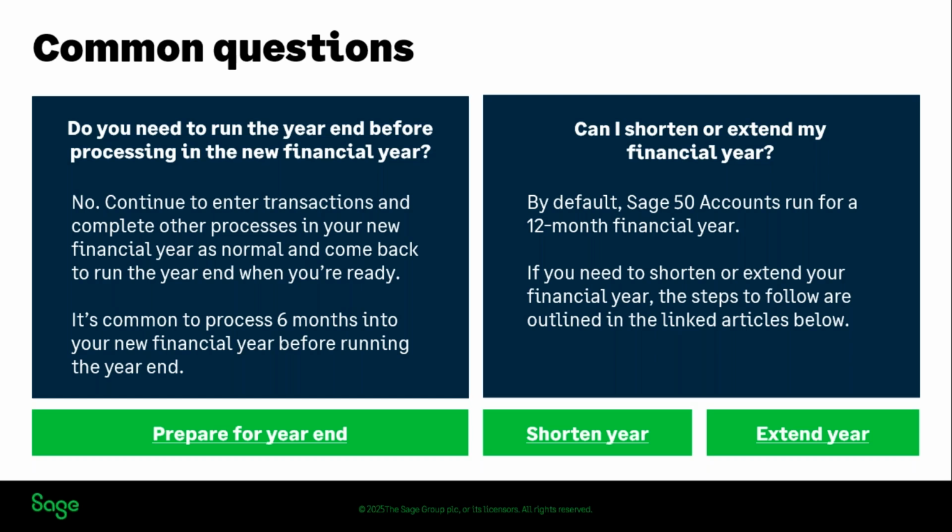Now, the next one is, can I shorten or extend my financial year? Now Sage works on a 12-month financial year, but you might be trying to align with maybe your accountant or maybe another company that you're running. You're trying to make sure that the year ends are all the same. So what you might find is if they're on different financial years, you'll have to do a shortening or an extending of a financial year in order to bring them into sync with one another.